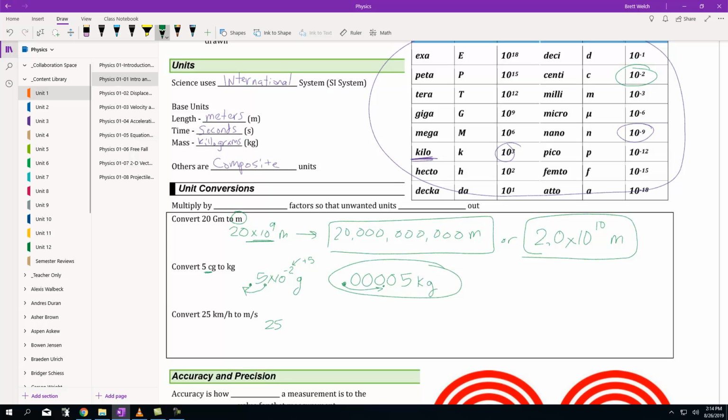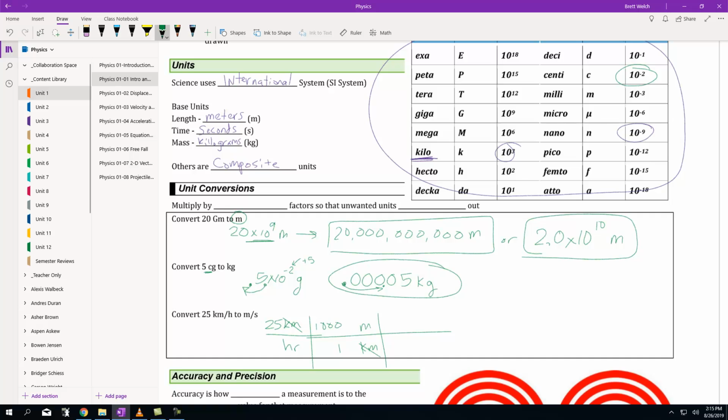This last one is actually where we do a lot more of this type of stuff all the time. 25 kilometers per hour, and I need to convert it to meters per second. So the way that I'm going to do that is by putting my kilometers down here and meters up here, so that my kilometers will cancel. But I can't do that without the numbers that go with it. Well, 1 kilometer is 1,000 meters. So now that conversion can take place.